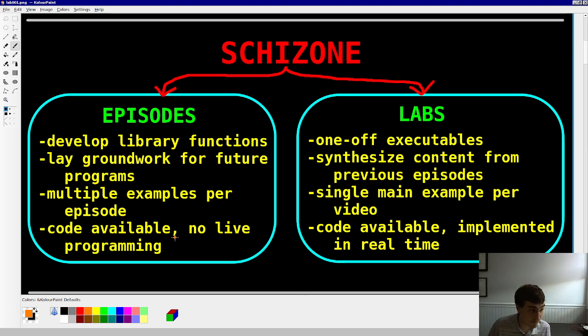This, however, is a lab video, meaning it's gonna be a one-off executable. We're gonna be leveraging and synthesizing content that we've already covered. We're going to be using functions from our previous episodes. We're going to be just using them to solve some particularly useful problem. And we're gonna have a single main example per video. And the code will be available, but the difference here is that we're gonna implement this in real time. So I'm gonna do live programming in assembly that you guys can follow along, not live streamed, but just in real time you can follow.